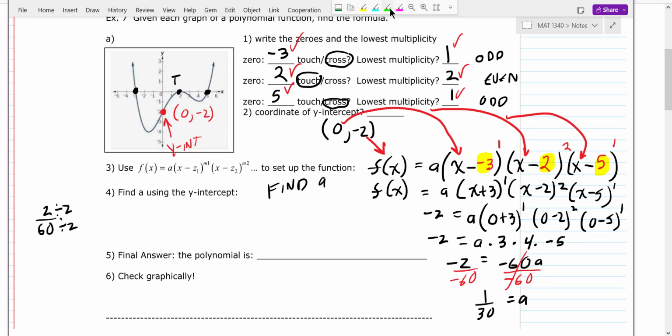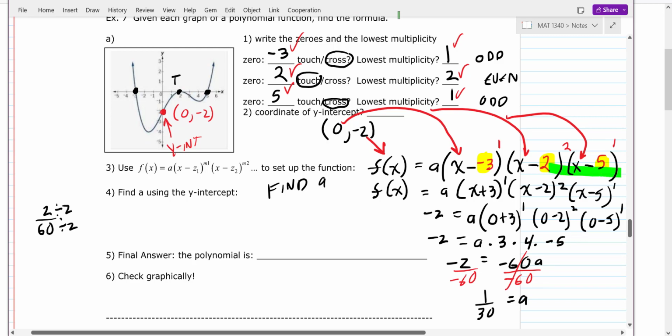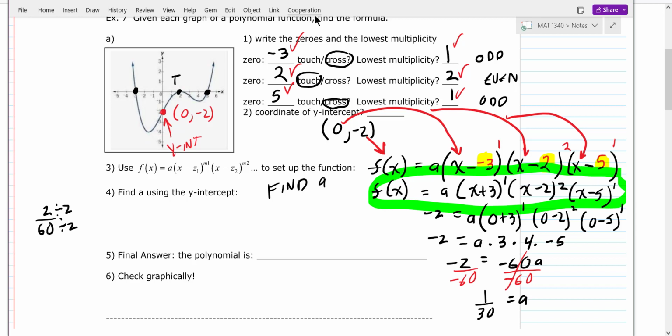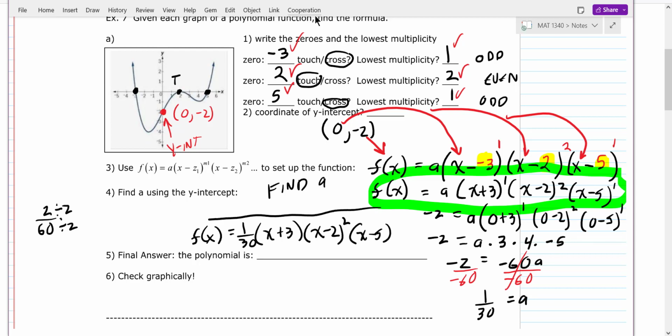So what you want to do is go to this stage right here that I'm highlighting in green, and your answer is going to be this, but we now know a is 1/30th. So for your final answer, you would just put in f of x is equal to 1/30th times x plus 3. You can leave off that first power, and then x minus 2 to the second, and then x minus 5 like that. Okay, so that would be what that polynomial is.